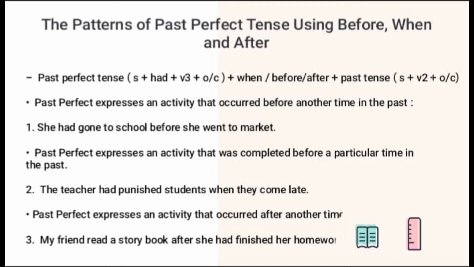And 2. Past perfect expresses an activity that was completed before a particular time in the past. 1. The teacher had punished students when they came late. And 2. Santi had swept the floor when the family visited her yesterday. And the last, past perfect expresses an activity that occurred after another time in the past. 1. My friend read a storybook after she had finished her homework. And 2. The audience applauded after the artist had given a very beautiful performance.